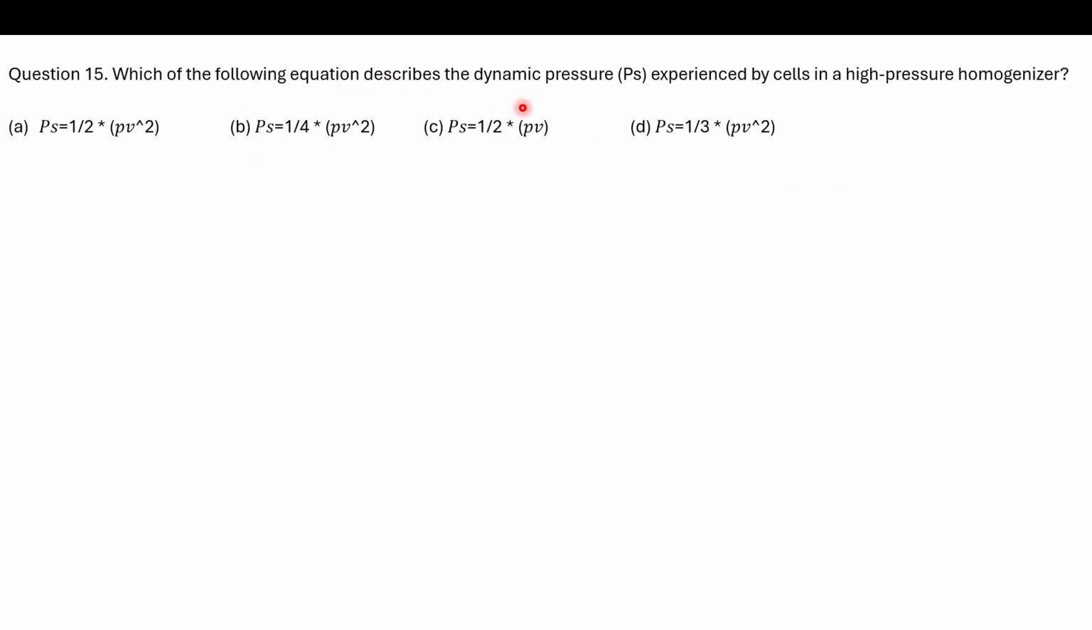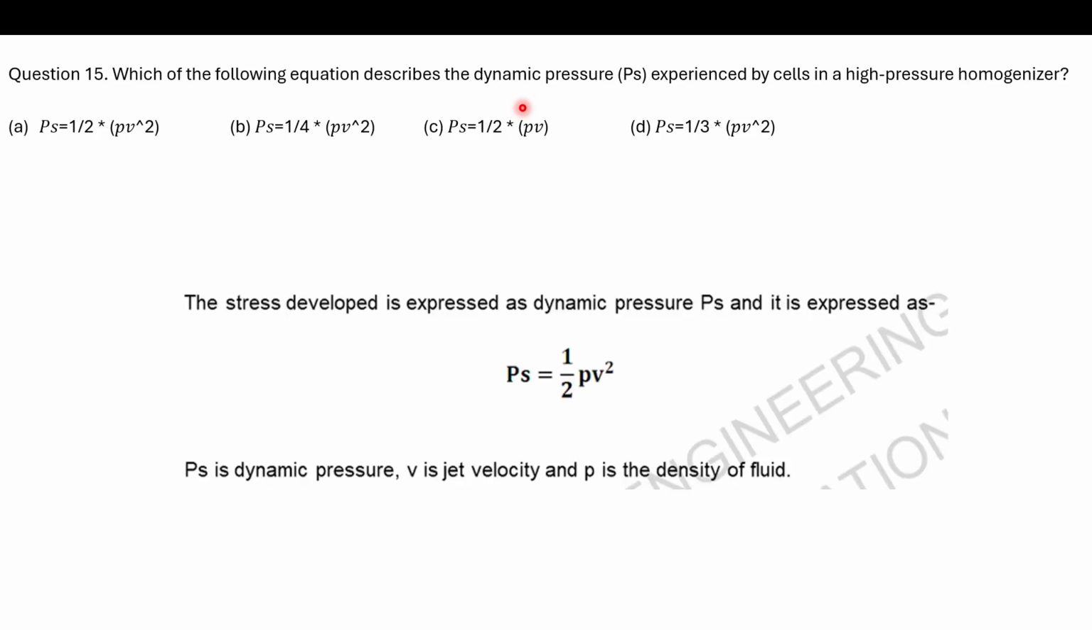Now, which of the following equations describes the dynamic pressure experienced by cells in a high pressure homogenizer? So it's half rho v square. Rho is the density, and v is the jet velocity, and the overall dynamic pressure is represented here as Ps. So the option will be option A.